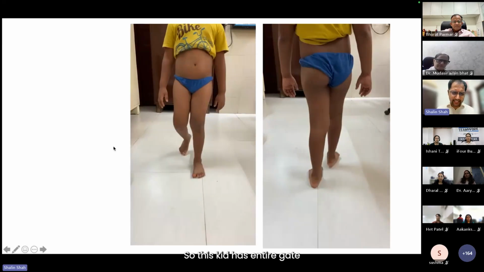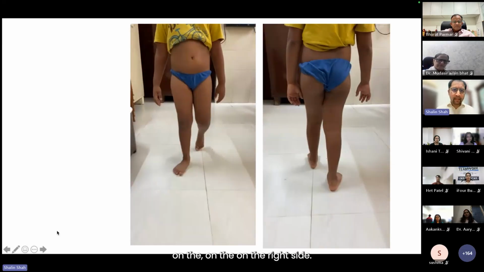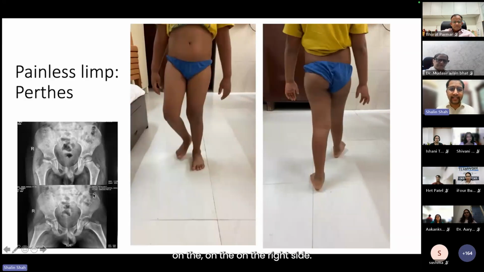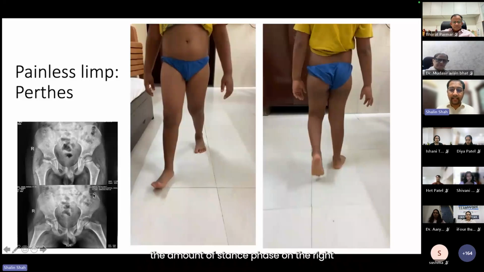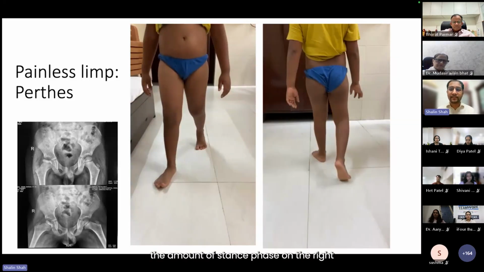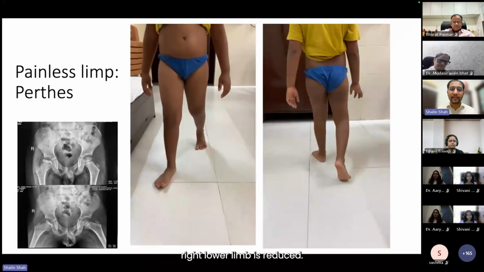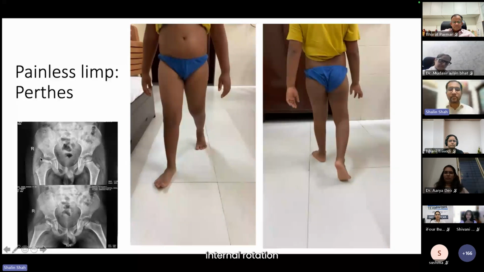So this kid has antalgic gait on the right side, and you can see the amount of stance phase on the right lower limb is reduced. And this kid on examination had reduced internal rotation, reduced abduction, and the X-ray shows this kid has Perthes. You can see the calcification or there's more whitening of the epiphysis on the right side, which suggests this kid has Perthes disease, which is avascular necrosis of the hip.